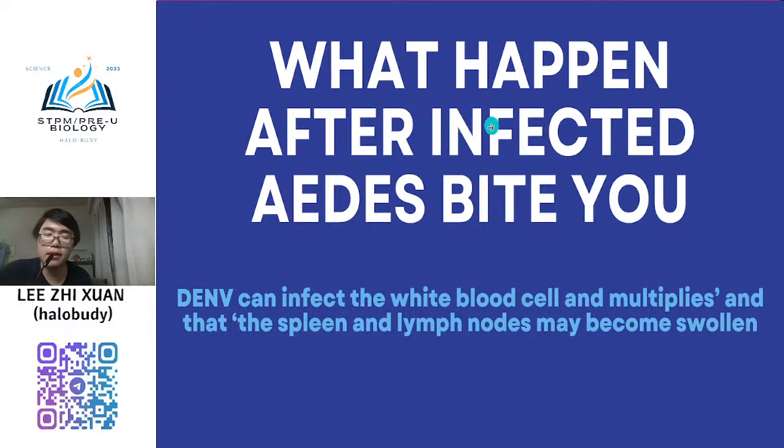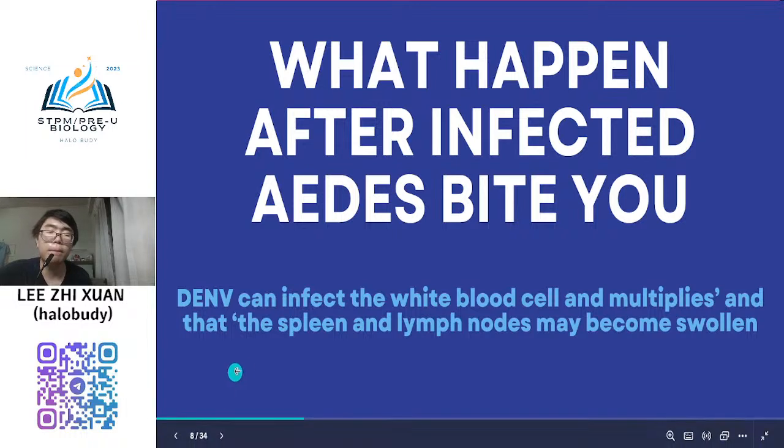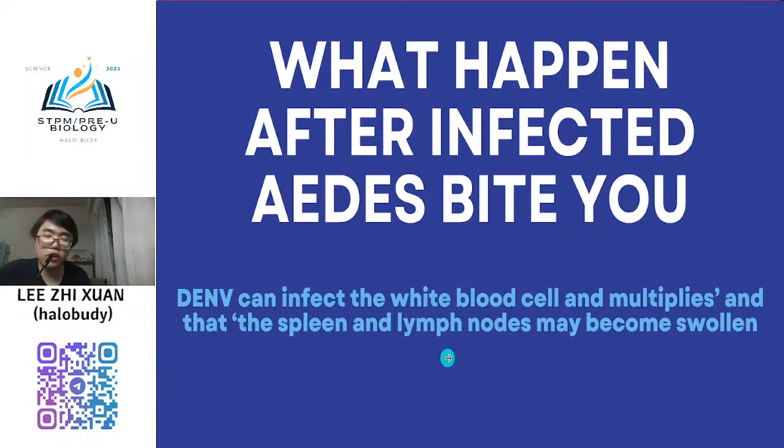What happens when you are bitten by the Aedes mosquito? Meaning that when the Aedes mosquito bites you, Aedes carries the pathogen, the flavivirus. When they bite you, they will transmit this virus into your body. In general, this virus can infect your white blood cells and multiply, using the white blood cell as a host cell. Your spleen and lymph node may become swollen so that they malfunction, meaning your lymphatic system will not function. It will break down the function and attack your immune system.